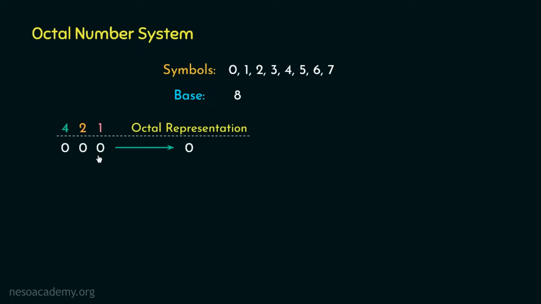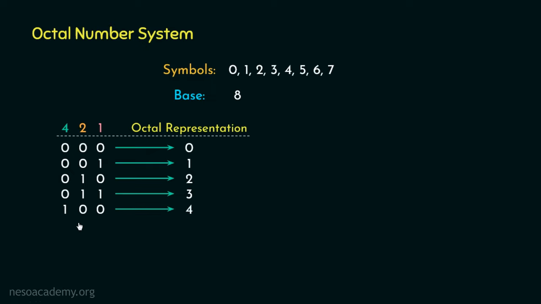So 000 in octal is 0. 001 in octal is 1. This is because the 1 is placed under the bit place having the place value 1. Now 010 in octal is 2 because 1 is placed underneath 2. Then 011 in octal is 3 because 1s are placed underneath 2 and 1, and 2 plus 1 is 3. Thereafter, 100 in octal is 4, as 1 is placed beneath 4.